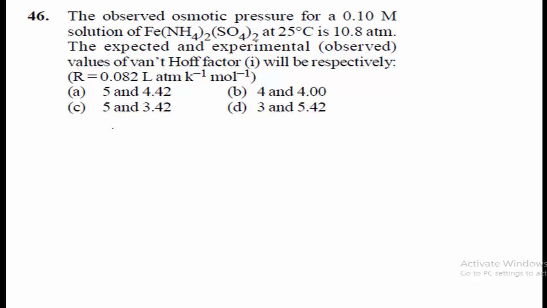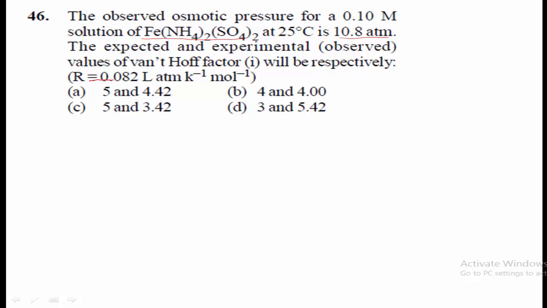As I have already told you, from the first question to the 45th question, the questions will come from the subject physics, and from 46 to 90 you will get the questions from chemistry. So the first question of chemistry starts from 46th. The question is: the observed osmotic pressure for a 0.10 m solution of Fe(NH4)2(SO4)2 at 25 degrees Celsius is 10.8 atm. The expected and experimental values of Van 't Hoff factor i will be, respectively.